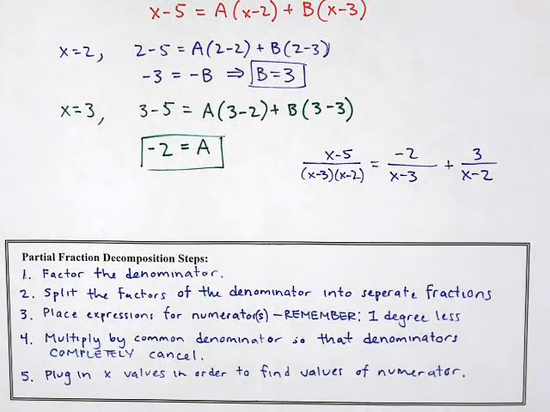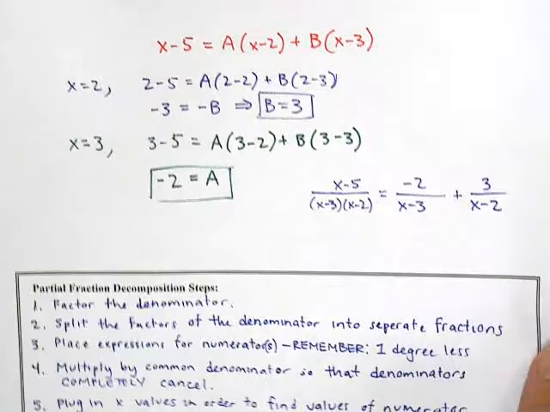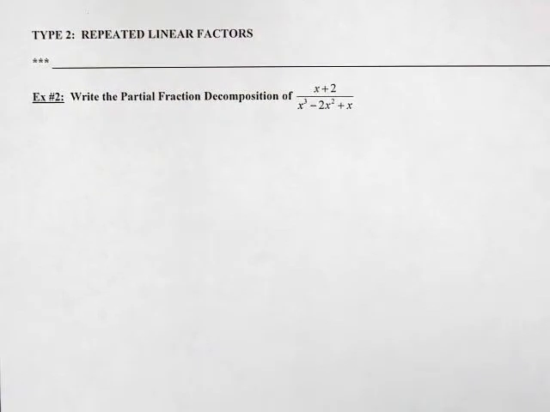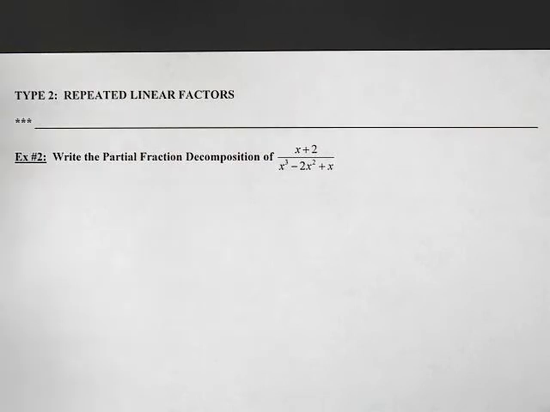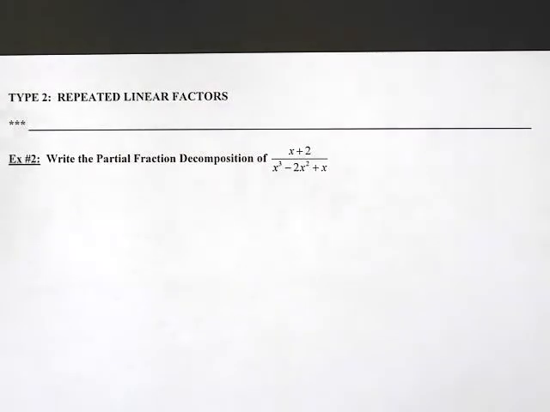so now that we have this first page completed, we're going to swing on over to the next page, and we're going to go over a different type, where we have repeated linear factors. Alright, I want to do a quick little warm-up again. I'm going to do it down towards the bottom of this page.